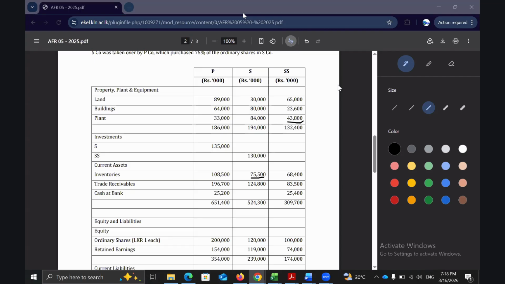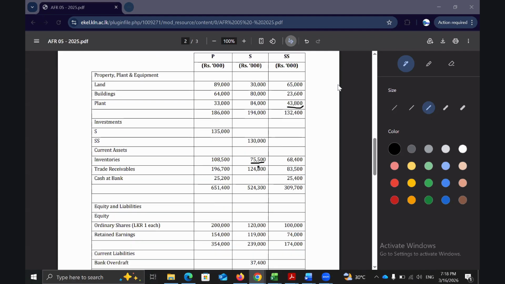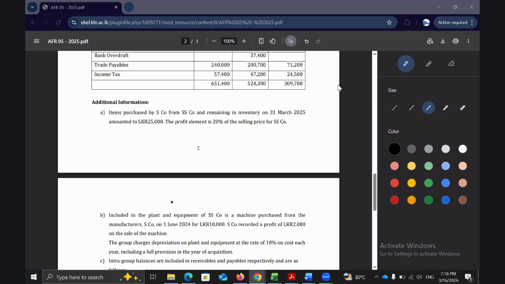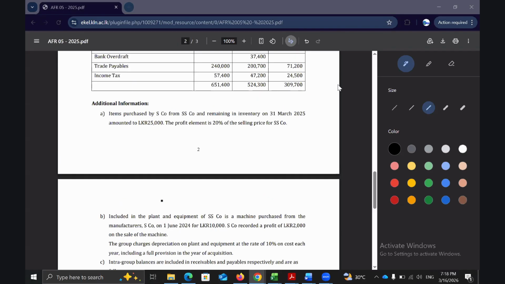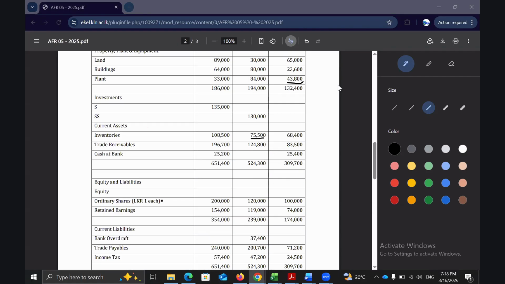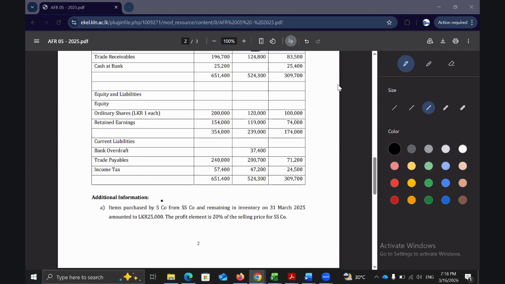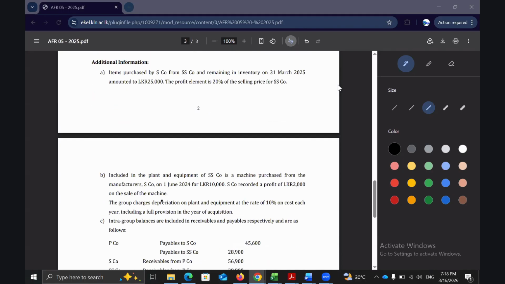Okay. Then the adjustment is applicable from 1st June 2024. Now, we have removed 2,000 from the plant balance. And now we need to consider the depreciation adjustment. When it comes to depreciation adjustment, the group policy is to charge depreciation at a rate of 10% on cost each year, including full provision in the year of acquisition.